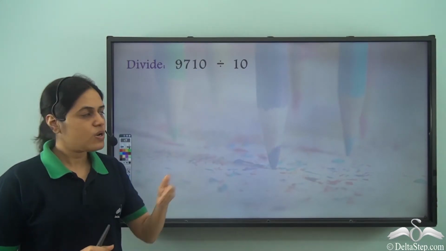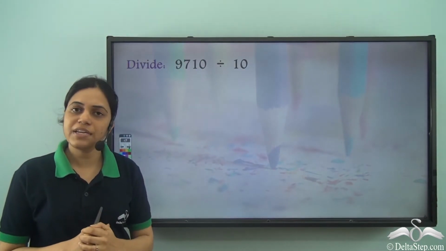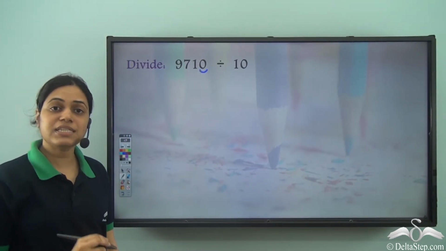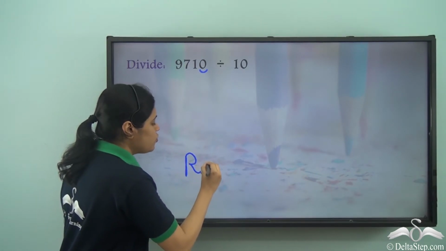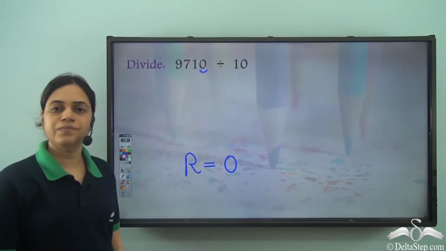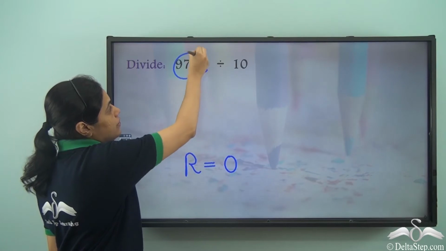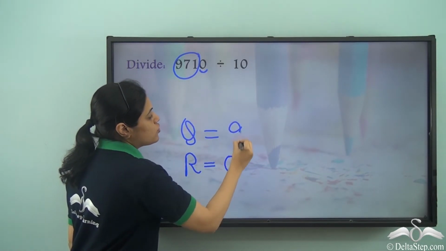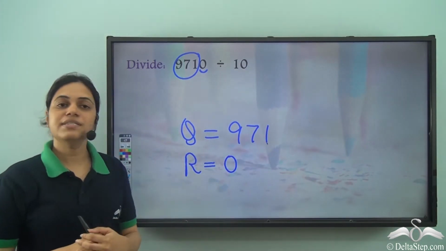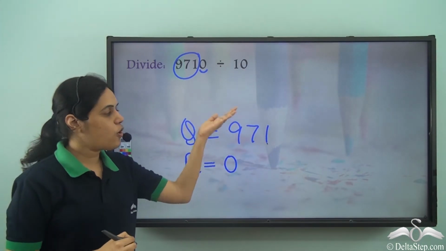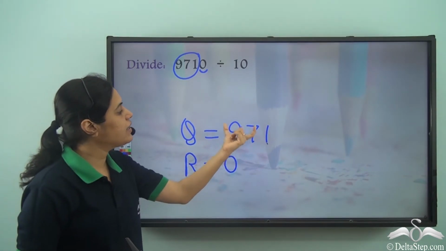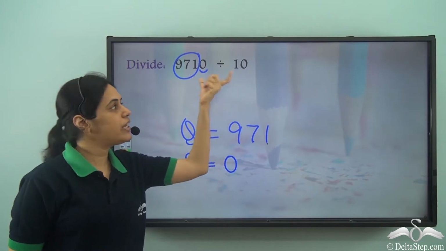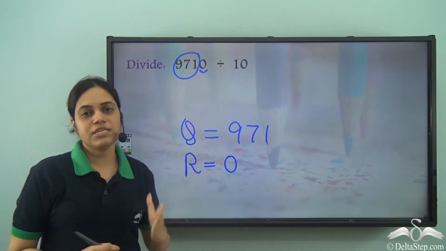What about this? What is 9710 divided by 10? So once again, the units digit. In this case, it is 0. So the units digit is the remainder and the rest of the number, 971, is the quotient. So the quotient is 971, and you can also cross check by multiplying 971 into 10. 971 into 10 is 9710. So it is correct.